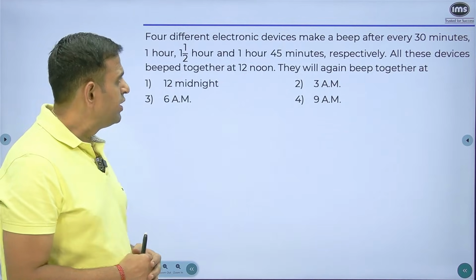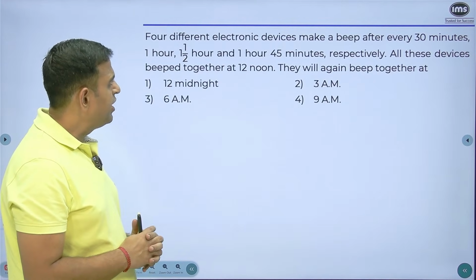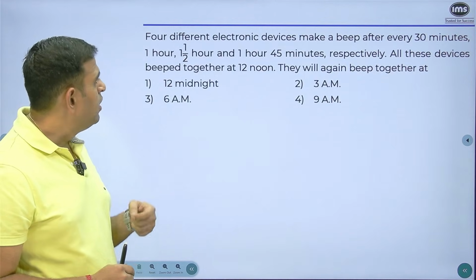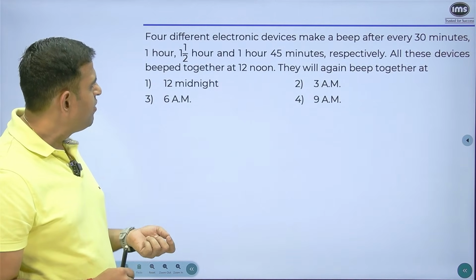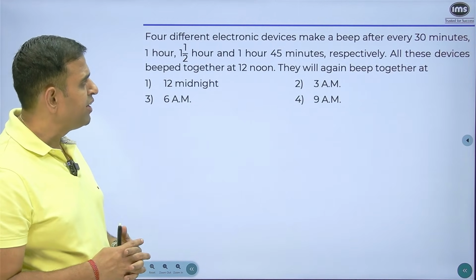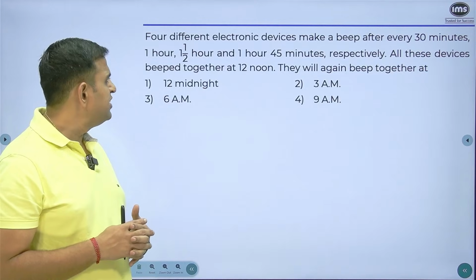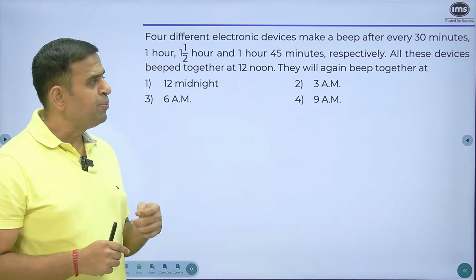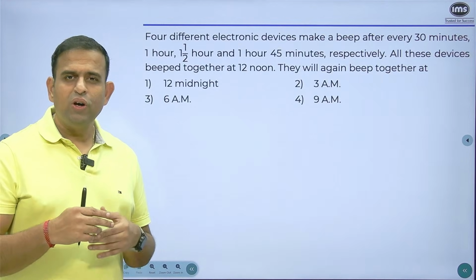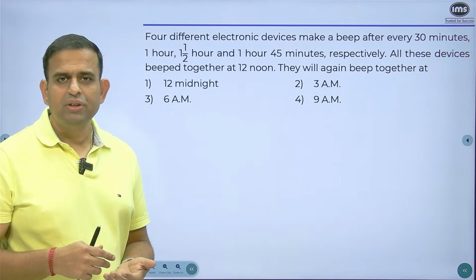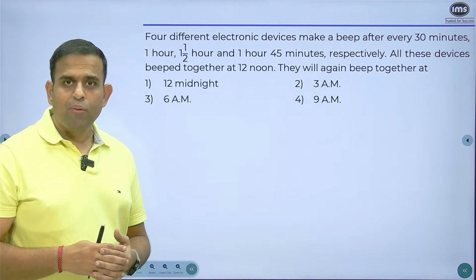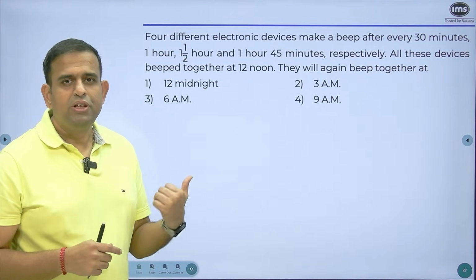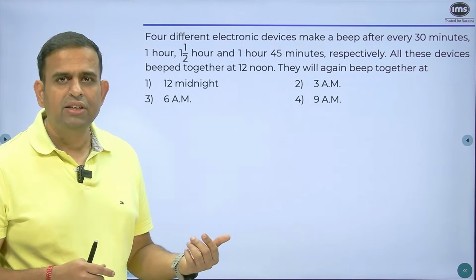If I look at the next one, it says that 4 different electronic devices make a beep after every 30 minutes, 1 hour, 1.5 hours and 1 hour 45 minutes respectively. All these devices beep together at 12 noon. They will again beep together at what time? If you have seen the concept of numbers, it's a very straightforward problem on the concept of HCF and LCM. Especially in this particular case, the application is the LCM part.